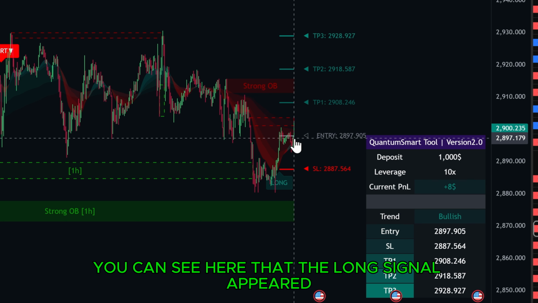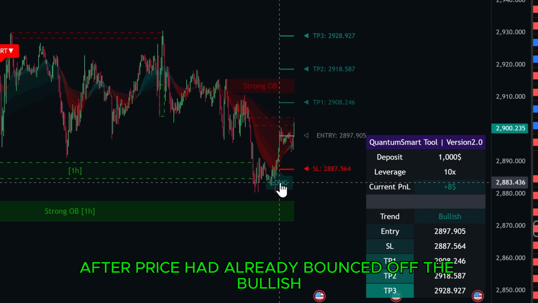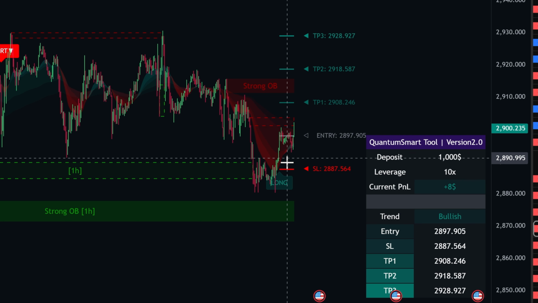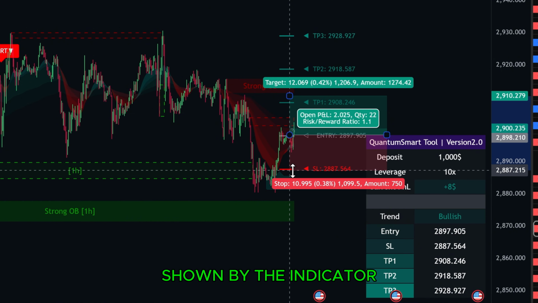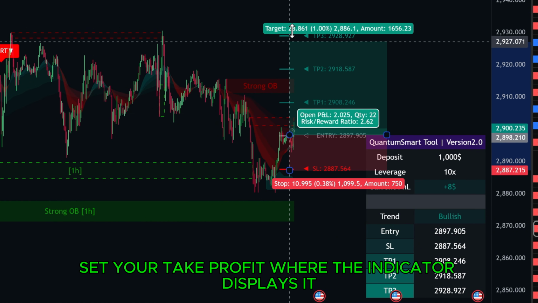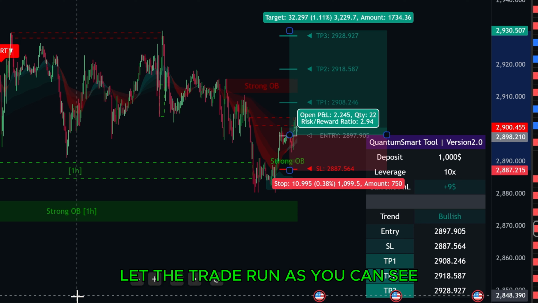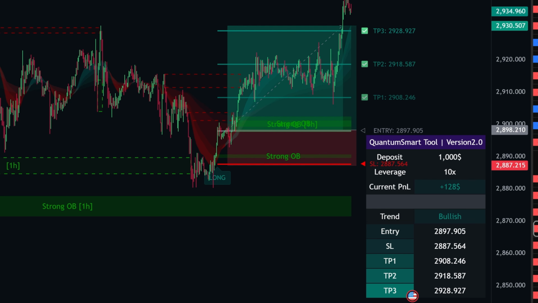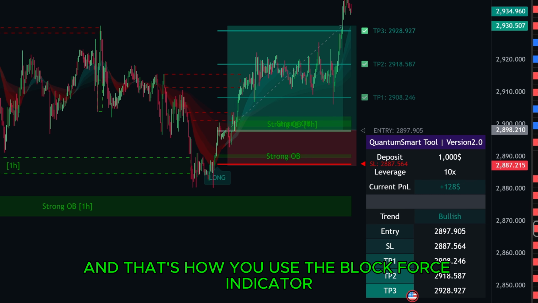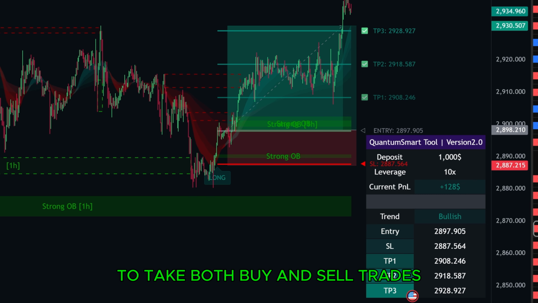You can see here that the long signal appeared after price had already bounced off the bullish order block. If you were to enter this trade here, place your stop loss at the level shown by the indicator. Set your take profit where the indicator displays it. Let the trade run. As you can see, the trade hit our profit target over here, and that's how you use the block force indicator and the Quantum Smart tool to take both buy and sell trades.